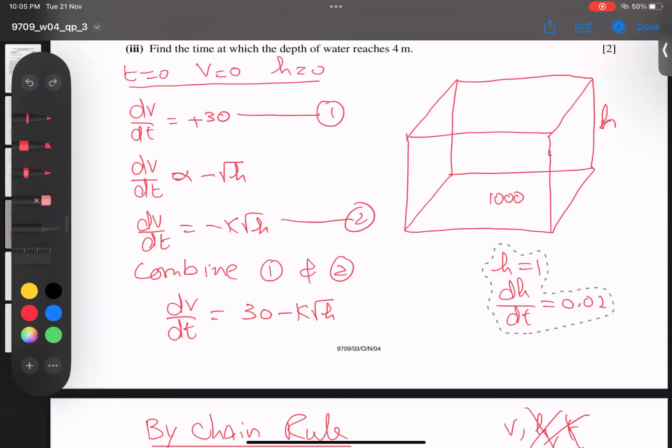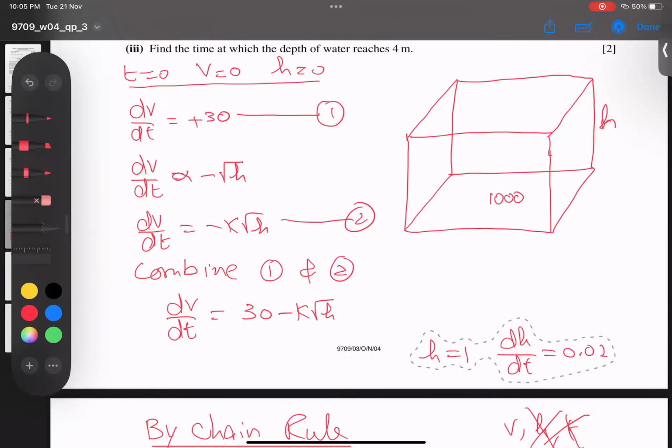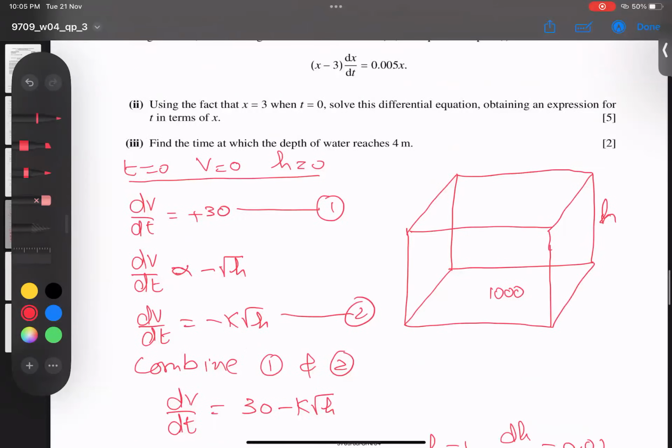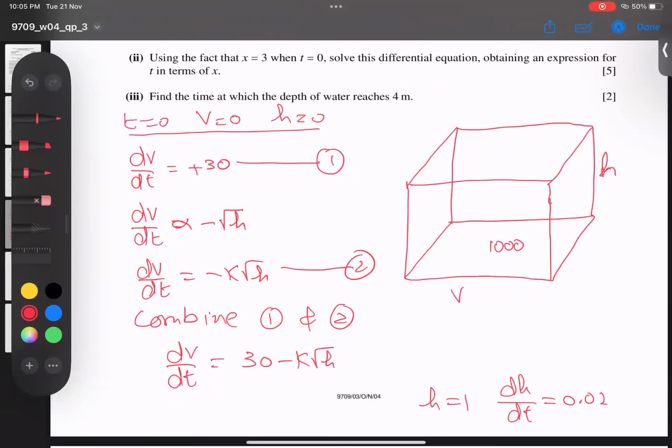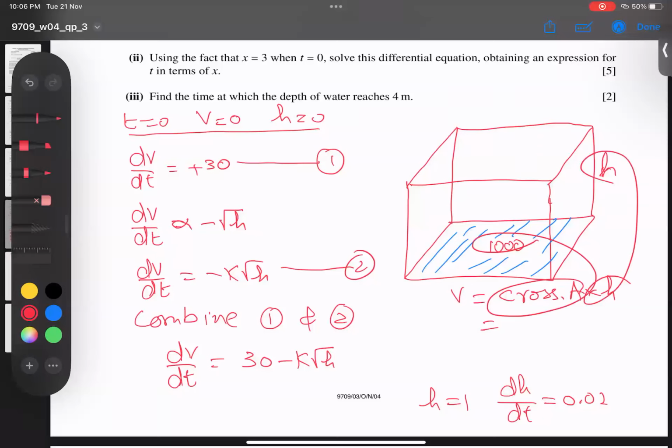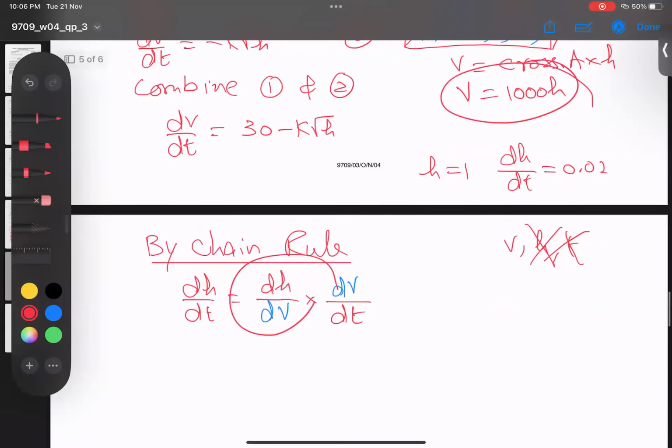Wait a minute, before I show that, I'm going to show you one connection. What is the formula of the volume of this kind of shape? Cross area into height. The area of the bottom, the base, is a rectangle of 1000. And what is the cross area? 1000, and height is h. So I got a volume formula: 1000 times height. So this value I can get from here.